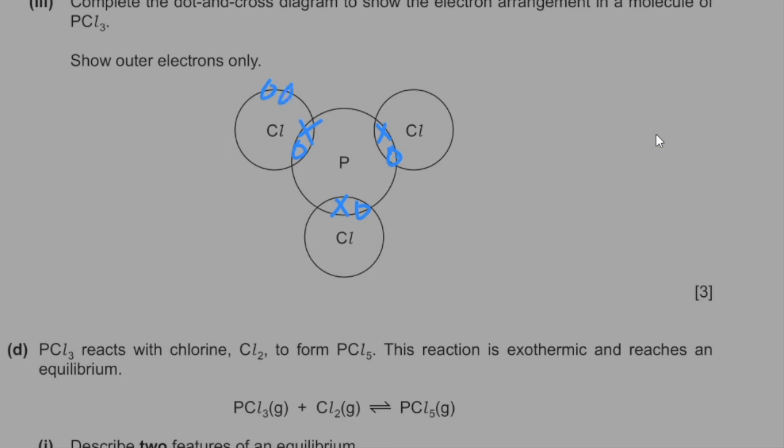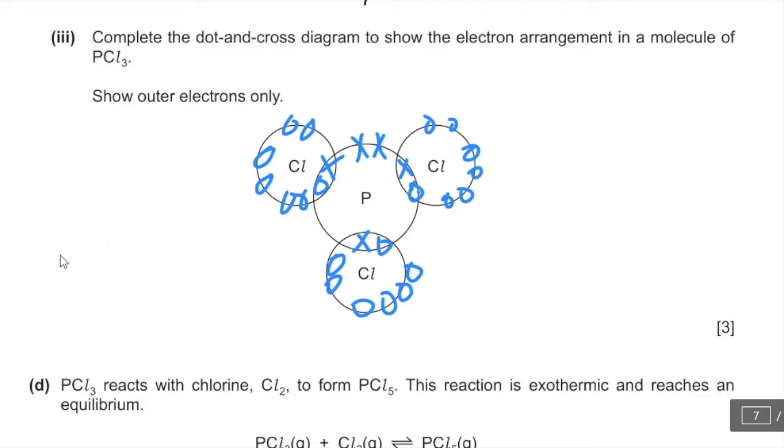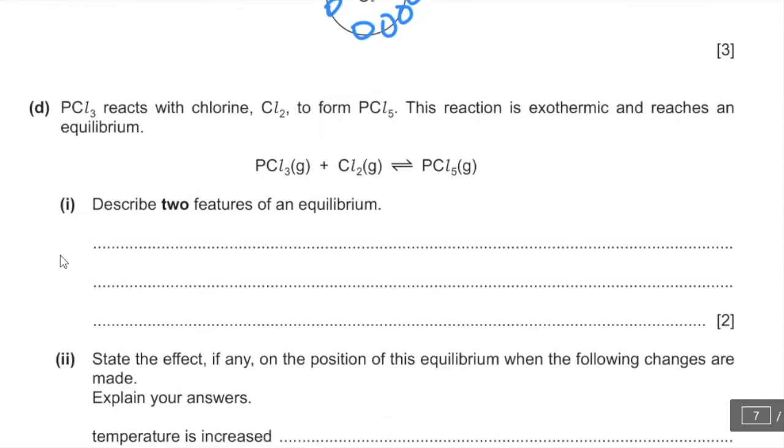Chlorine has 7 electrons. So the 7 dots over here, or you can call them circles, are the chlorine atoms' electrons, and these X electrons are from phosphorus. So all chlorine atoms now have complete outer shells. Phosphorus has 2 remaining electrons of its own, and so phosphorus also has a complete outer shell now.